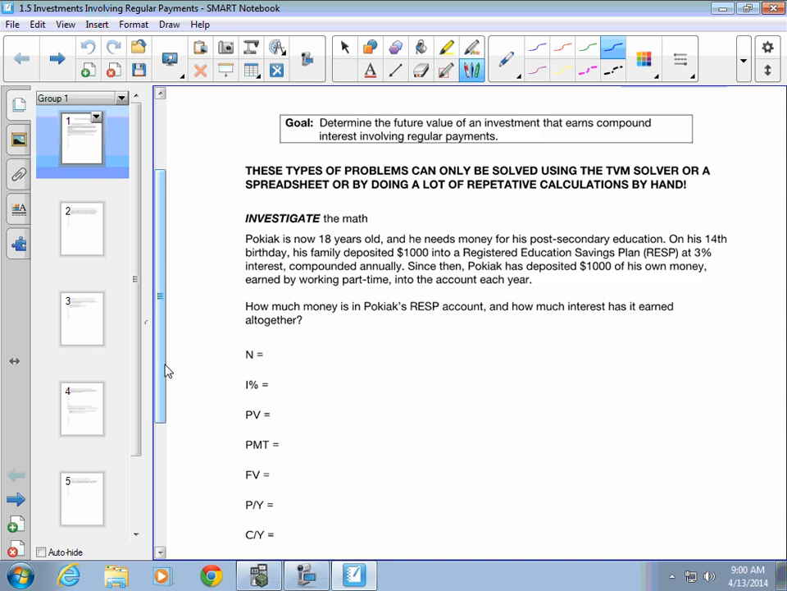As it says there in bold at the top, these types of problems can only be solved using the TVM solver or a spreadsheet, or by doing a lot of repetitive calculations by hand. So that's where knowing how to use your graphing calculator for this is going to be extremely helpful.